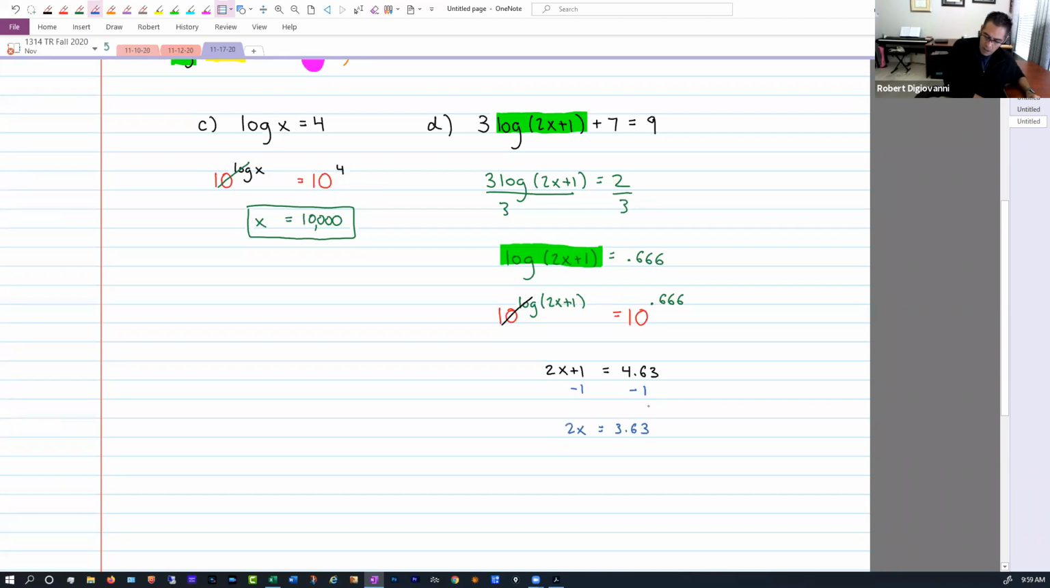And 3.63 divided by 2 is 1.815. There we go. We've solved for x. Any questions?